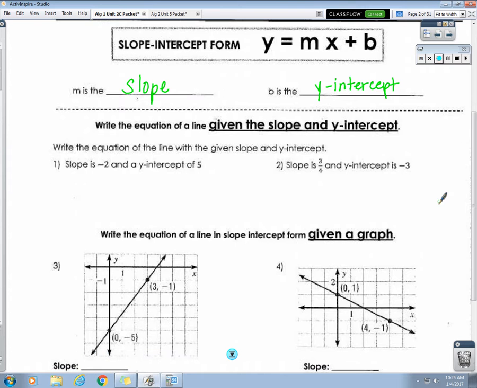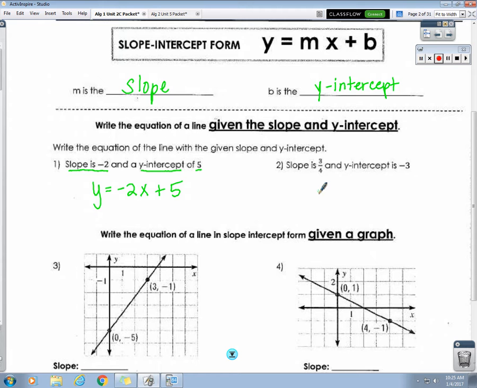Okay, so sometimes they'll ask a question this simple. They'll say, write the equation of the line with the given slope and y-intercept. Slope is -2 and y-intercept is 5. So what would the equation of the line look like using that information? Right, y equals -2x plus 5. All you have to do is take the slope of -2, and it goes in the m place of the equation. And if the y-intercept is 5, 5 goes in the b place of the equation.